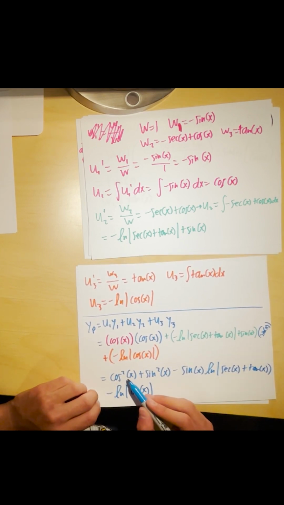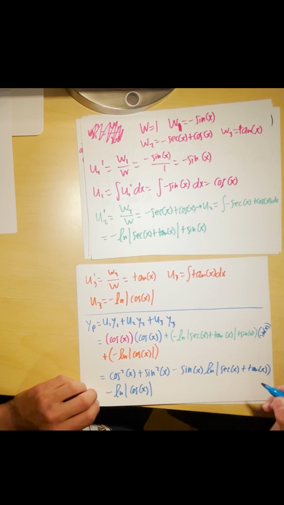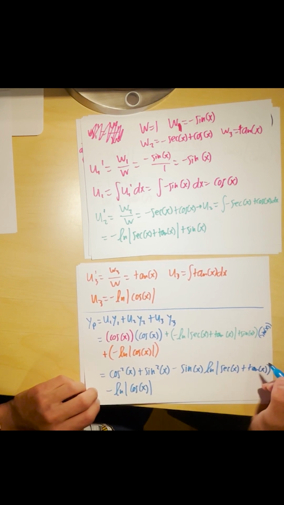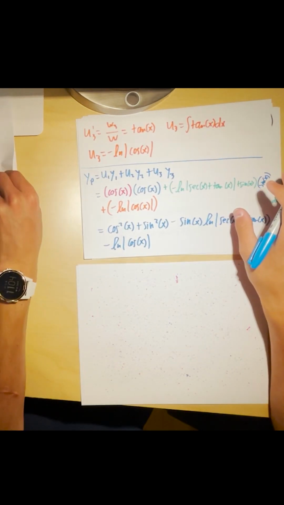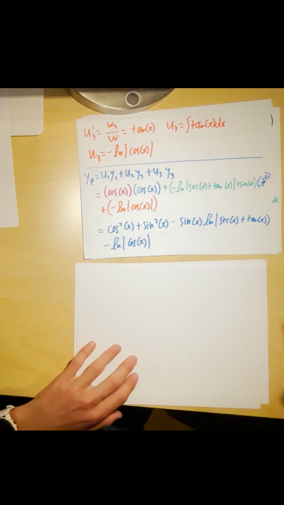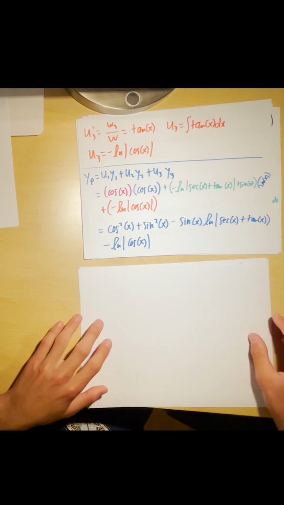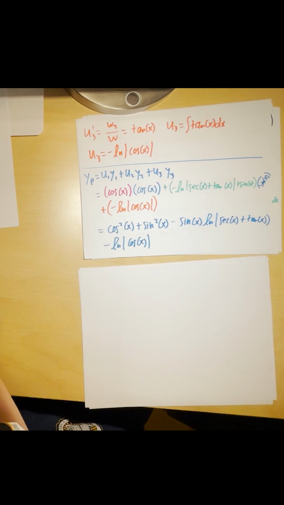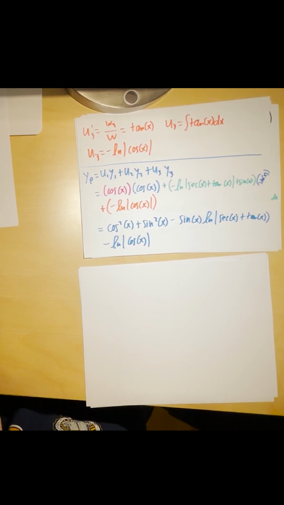And so cosine squared x plus sine squared x is 1, and that won't be included when we add our particular solution to our complementary solution, because our complementary solution had C3 on the end, which takes in any constants, kind of absorbs it, is how I think of it.